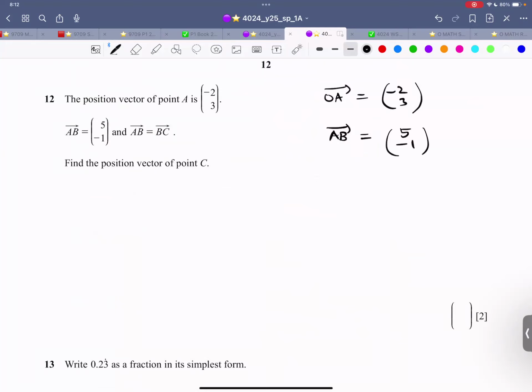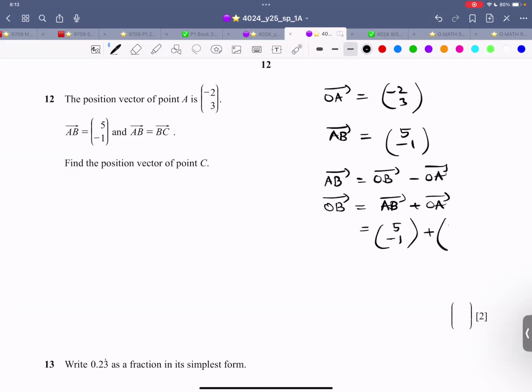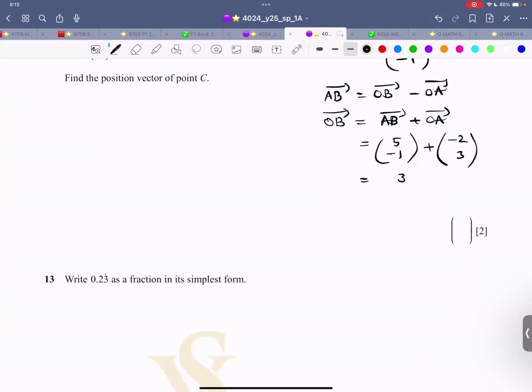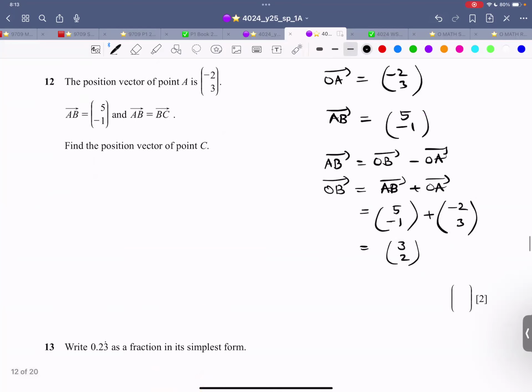Okay, so do I need OB? Yes. AB is OB minus OA. Let me first make OB the subject. So OB is AB plus OA. AB is (5, -1), OA is (-2, 3). 5 and negative 2 added together gives 3, and minus 1 plus 3 is 2. That is OB. It's not over yet.